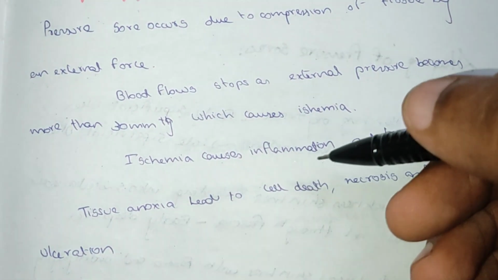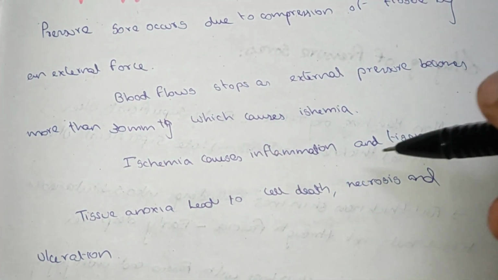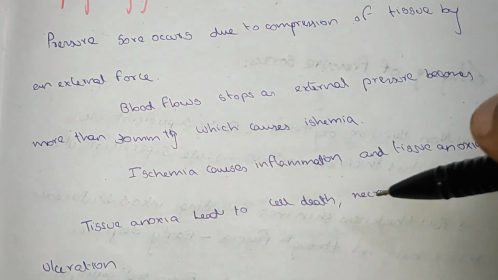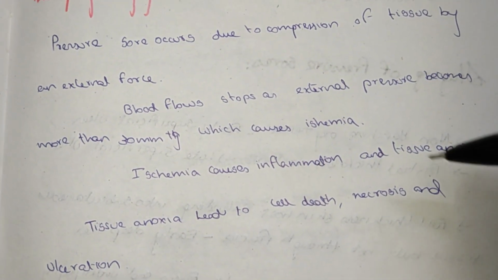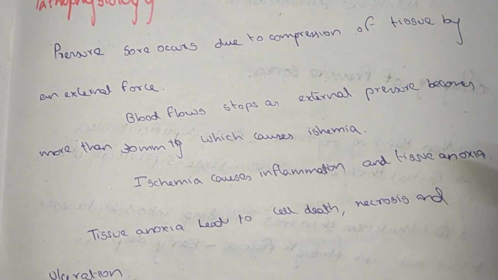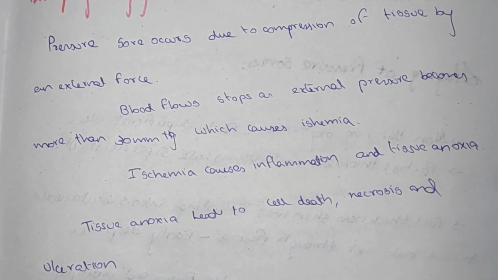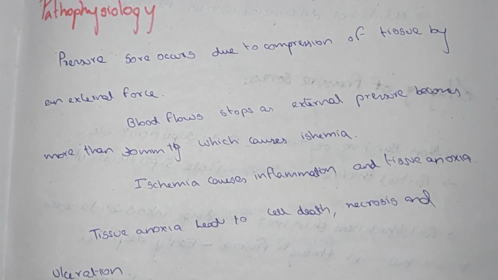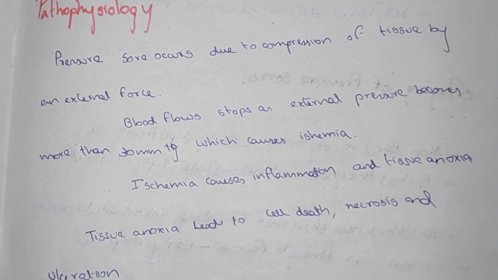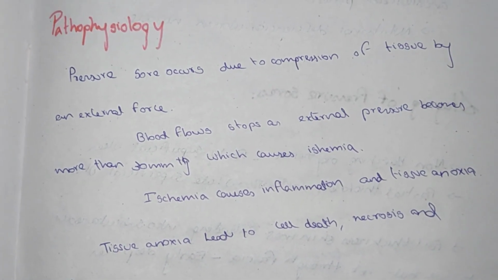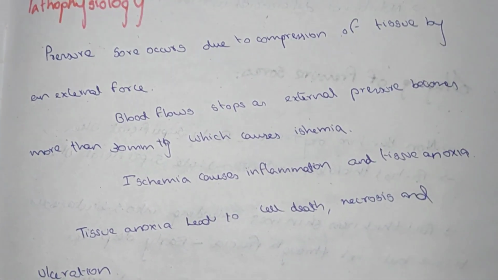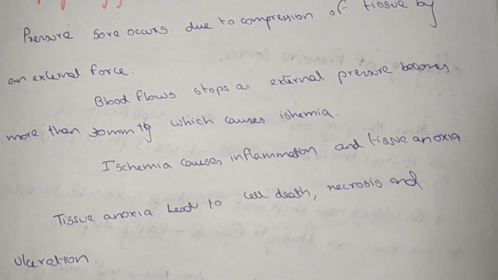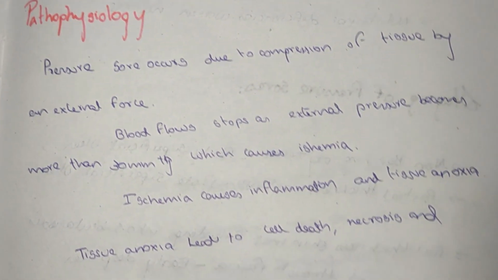This causes ischemia of that area. Ischemia causes inflammation and tissue anoxia. Tissue anoxia leads to cell death, necrosis as well as ulceration. Tissue anoxia means there is no oxygen supply to that area because there is no blood supply. So with no oxygen supply, the cells die and necrosis starts, as well as ulceration. This is the pathophysiology of pressure sores.